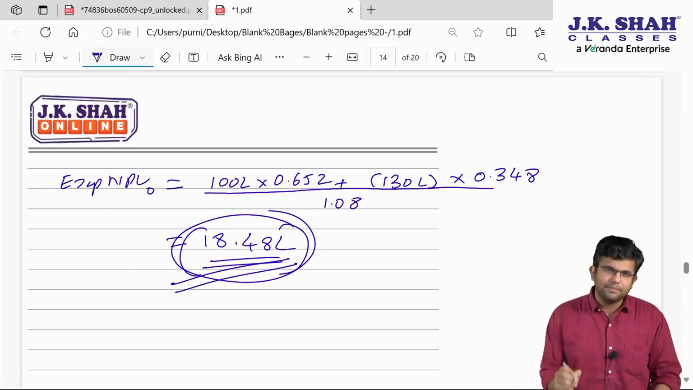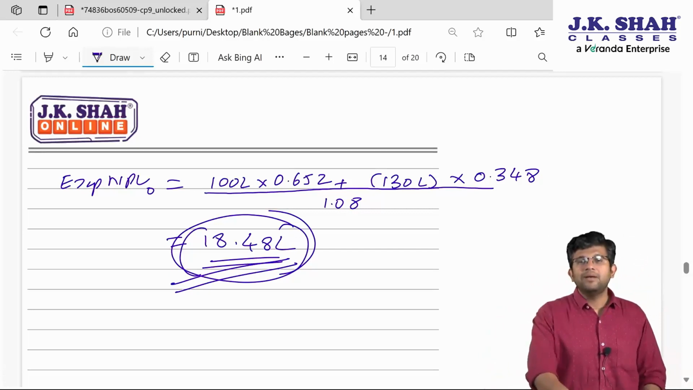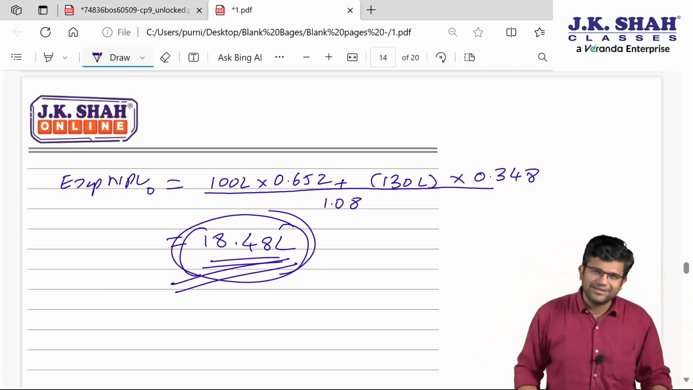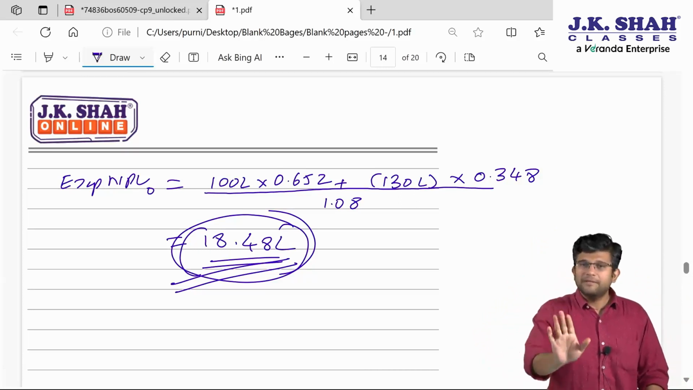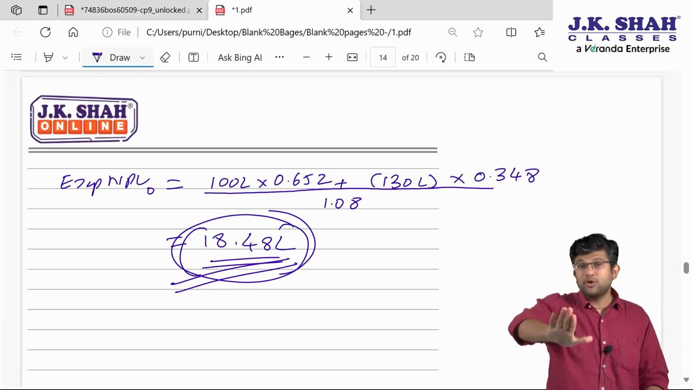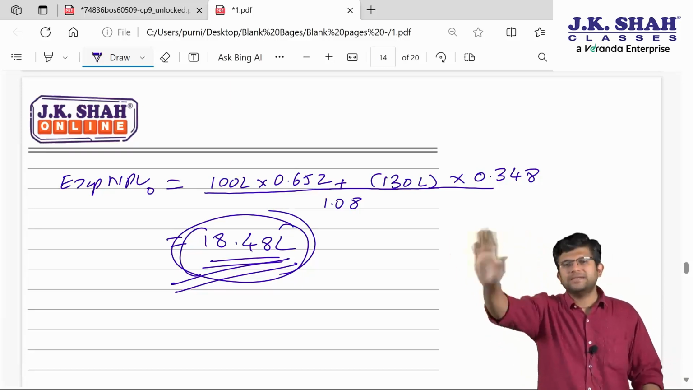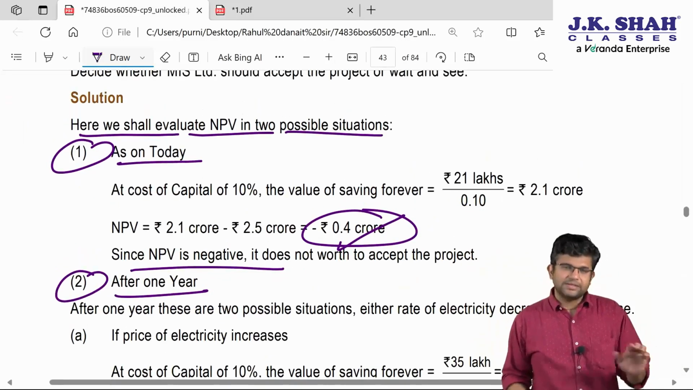Also, what if this NPV only would have come negative? If this last NPV would have come negative, then what would have been the conclusion? The conclusion would have been, don't wait for 1 year also. Forget it, run away. You're understanding? But because this NPV came positive, we are saying, hey, wait, there is still a scope for this NPV to turn the tables and become positive for you. So wait and watch. Let's see what happens after 1 year. That is as far as this particular question is concerned.